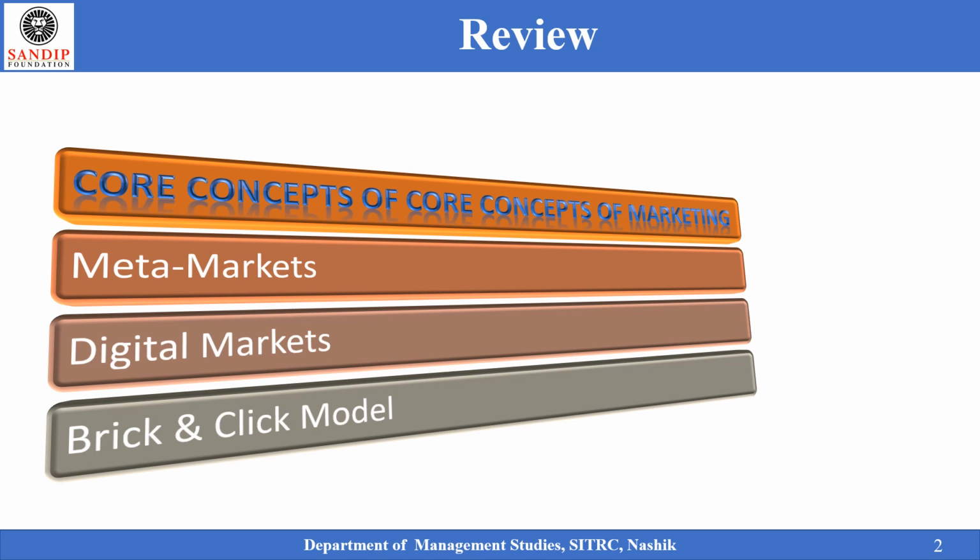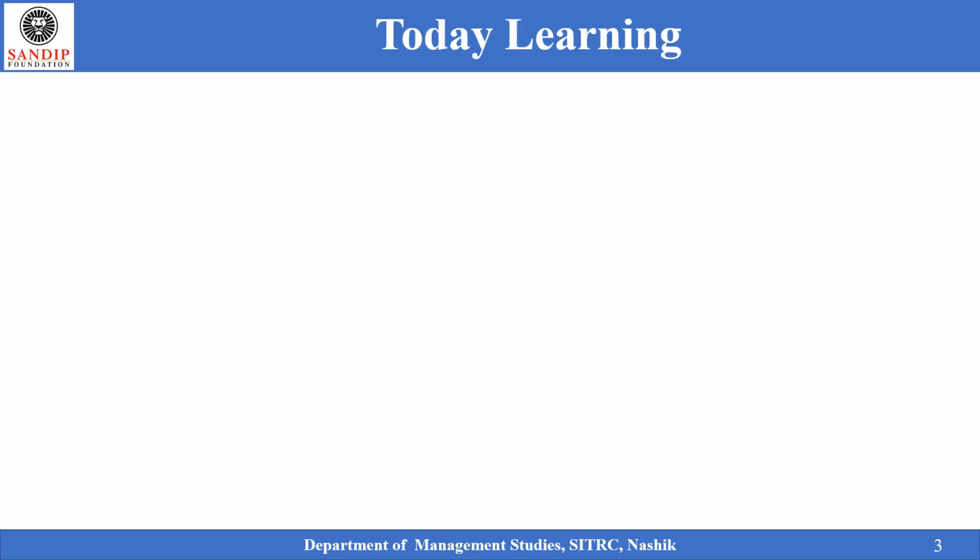So we have seen a transformation from the physical market to a digital market, and then we talked about the brick and click model, wherein there is the physical existence of a store or entity and the digital presence. So this is a combination of both, which we studied, which is also called a hybrid distribution channel. We'll look at these concepts in detail as we move forward.